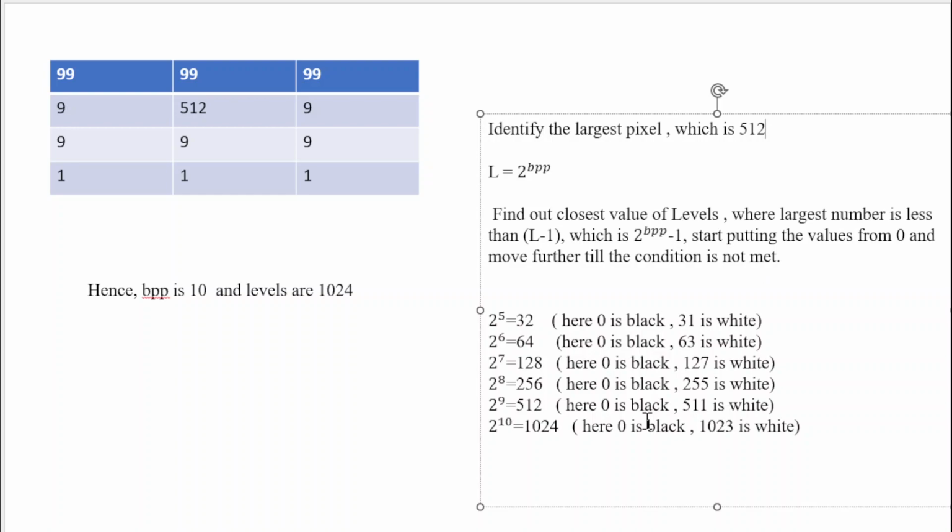It lies in the next BPP, which is 2 raised to power 10, which is 1024. 0 is black, 1023 is white. So 512 is a color which is exactly in between black and white, so it is the best representation of gray for the BPP value 10. So this was about levels and BPP. I hope this concept is now more clear to you.